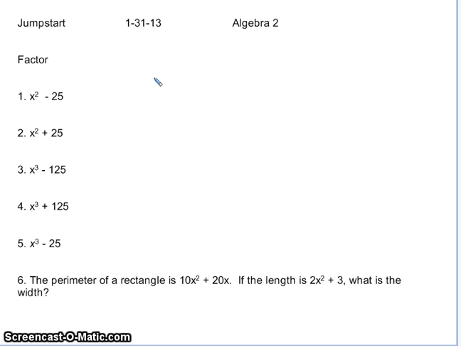For number 1 of your jump start, you need to factor using the difference of squares. You have an x squared and a 25. So the two of them factor into x plus 5 and then x minus 5. If we look at the second problem, we have an x squared plus 25. While both of these are perfect squares, we don't have a sum of squares. We only have a difference of squares. So the answer for number 2 is prime.